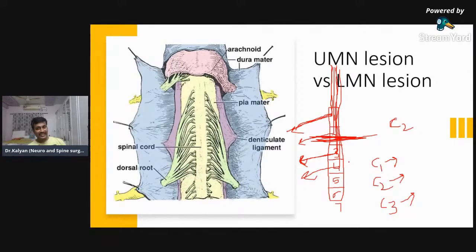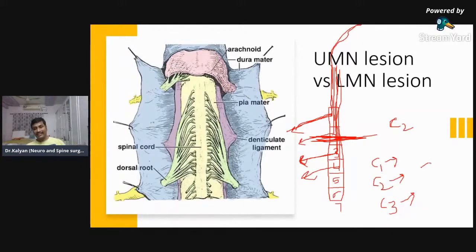And the weakness is going to be on the same side or opposite side? The weakness is going to be on the same side. Right, because the decussation is above in the medulla. The decussation is somewhere over here. So this lesion is after the decussation. So the weakness will be on the same side.